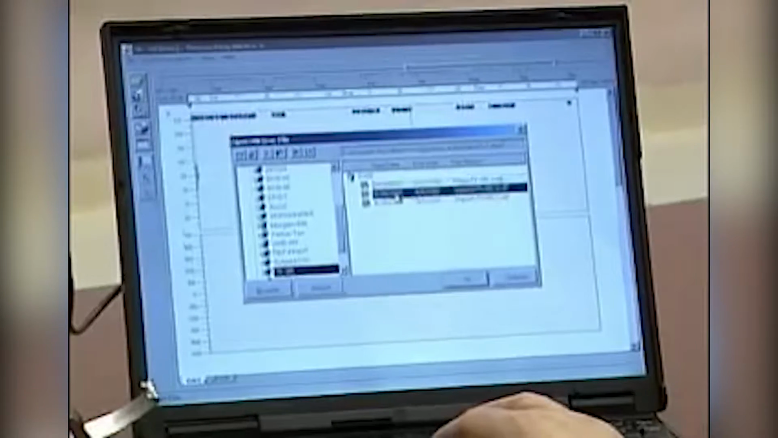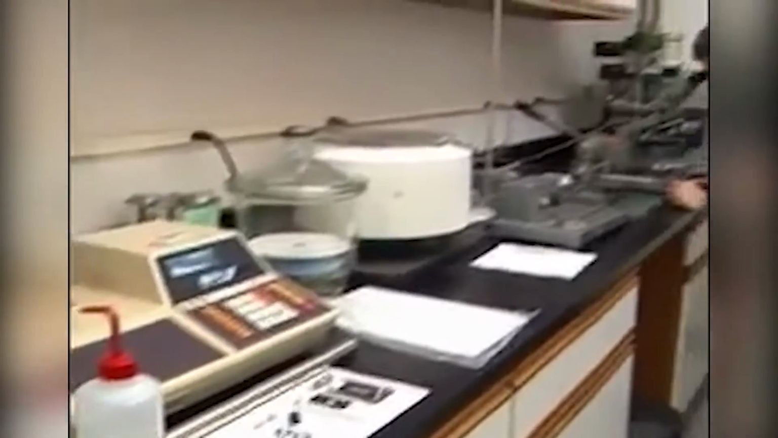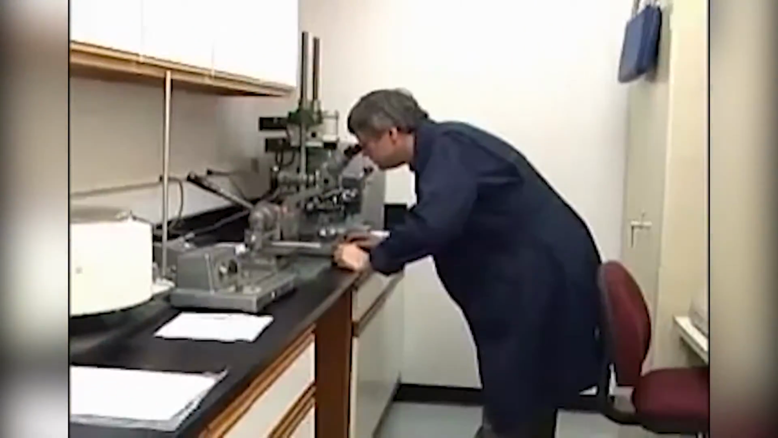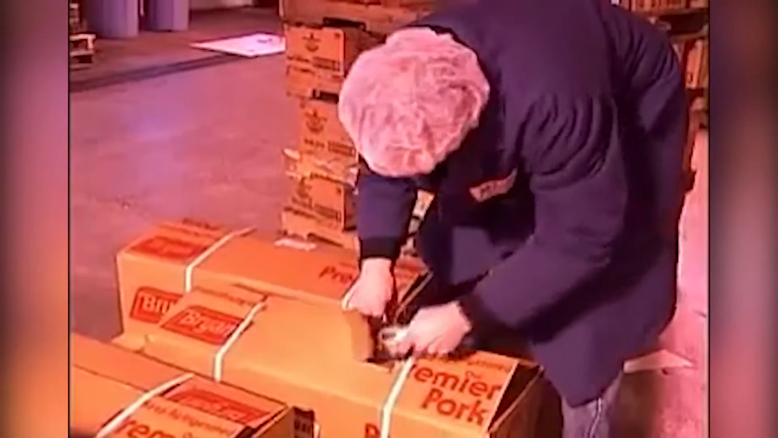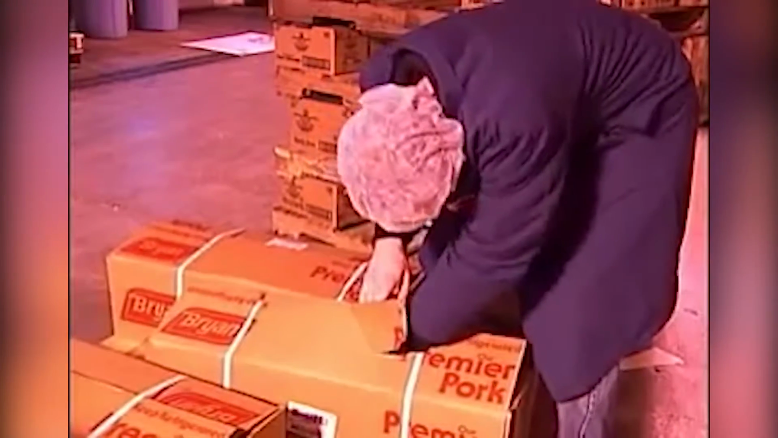Another aspect of HACCP is the pathogen reduction rule that became law in 1996. To understand it, however, you need to know what a pathogen is. A pathogen is any virus, microorganism, or substance that causes disease or acts as an infecting agent. The pathogen reduction rule is based on sound science and focuses on identifying and preventing food contamination hazards.